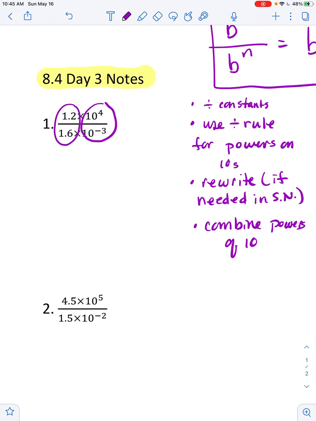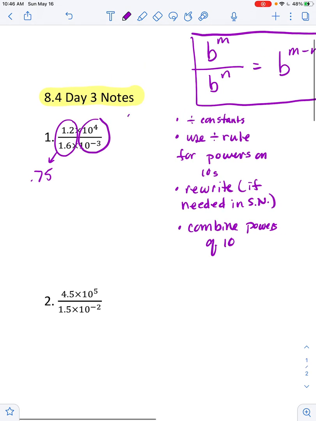So that's easier for me to say than for you to understand. So let's walk through that. So first thing I'm going to do is get out my calculator, and I'm going to take 1.2 and divide it by 1.6. I get 0.75 out of that division. Then I'm going to use my power rule that we just talked about, and I'm going to think, okay, that's going to equal 10 to the top power minus the bottom. And you have to be careful with that, because subtracting a negative will actually turn it into addition. So I end up with times 10 to the 7th power.